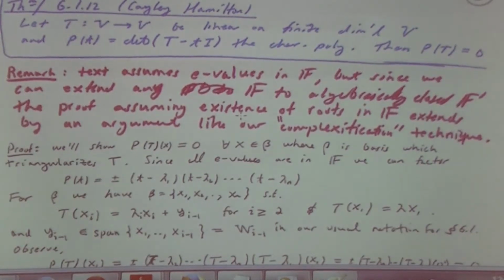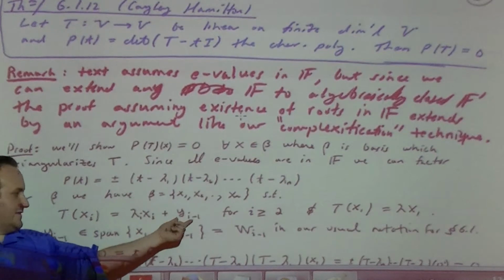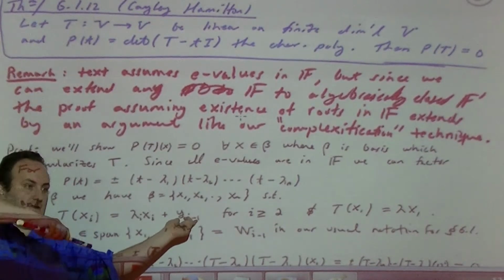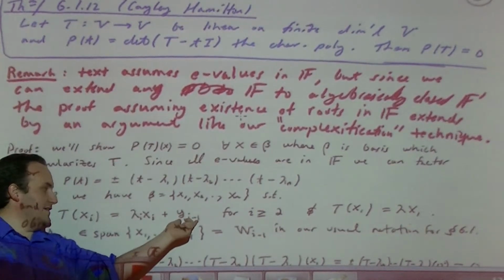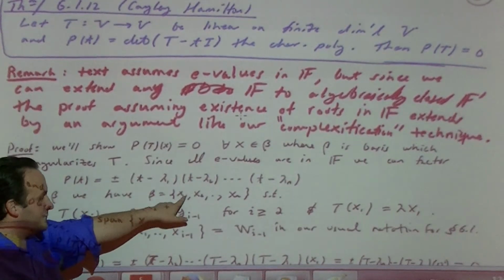So to show that that's zero, if I can show it's zero on a basis, that works, right? So to start with, notice what it means for T to be triangularizable. It means that we have a basis such that T of xi is equal to lambda i xi. That's the lambdas on the diagonal, plus this other piece. And the other piece is built from everything else that's coming before xi, because it's above the diagonal. So it's in y sub i minus 1, which is basically a span of x1 through xi minus 1.